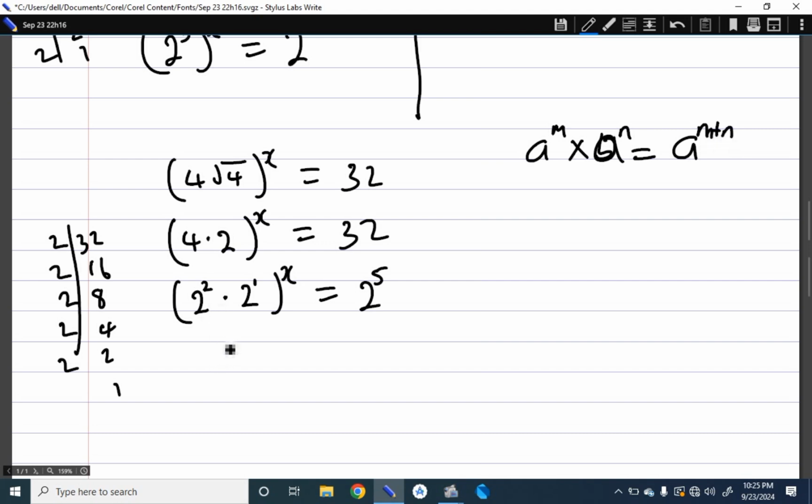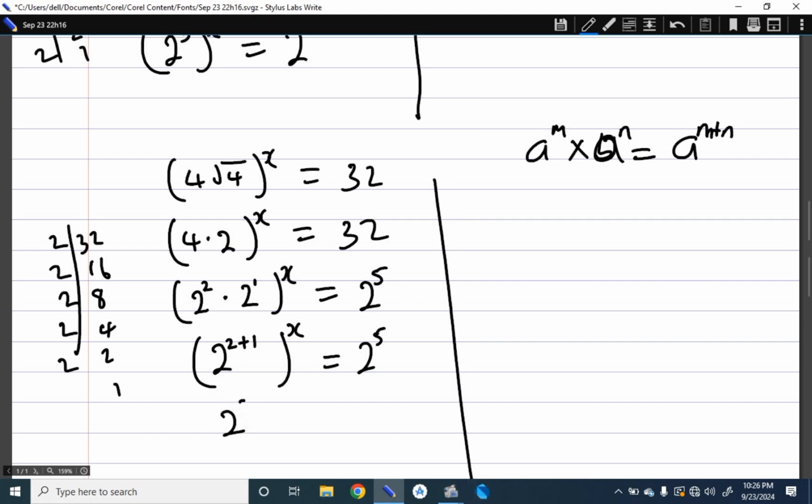Okay, so let's do the same thing here. We take one of the base, and we now say 2 plus 1. Then don't forget all raised to power x is equal to 2 raised to power 5. Now this is the same as saying 2 raised to power 3, all raised to power x, is equal to 2 raised to power 5.